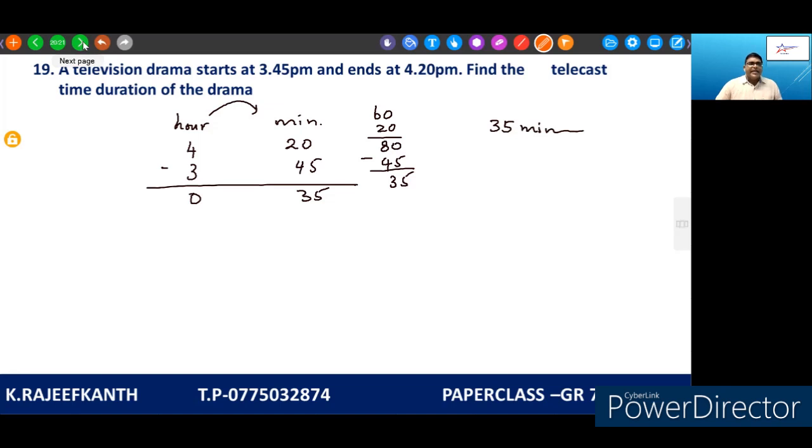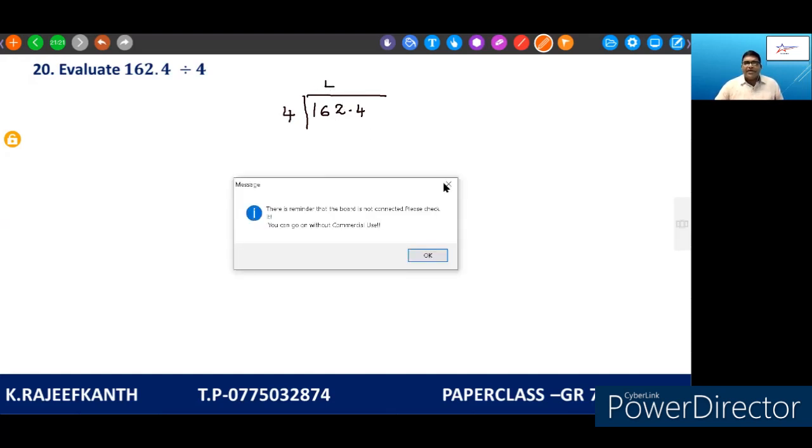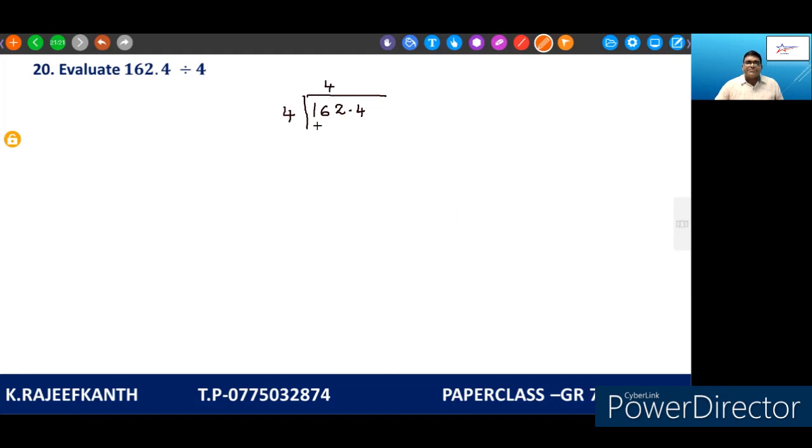Right? Then question number 20. Evaluate 162.4 divided by 4. You have to divide this decimal number by a whole number. So 162.4 divided by 4. Here in 1 there is no 4. In 16 there are 4. 4 times 4, 16, balance 0.